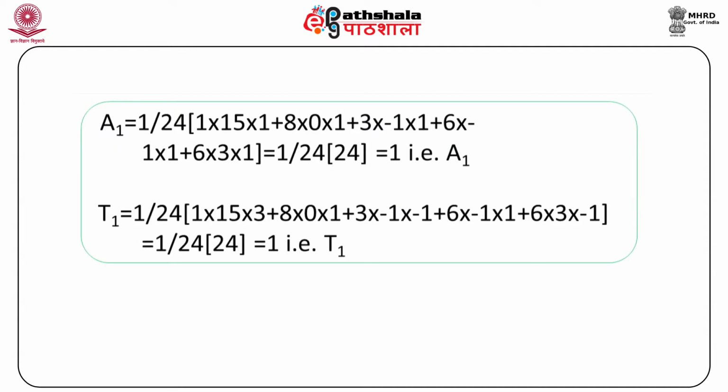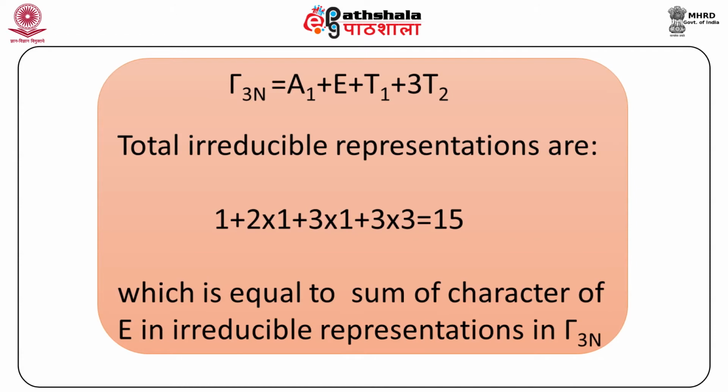And this tau 3n can be reduced by following the standard reduction formula, and the result is tau 3n is A1 plus E plus T1 plus 3 T2. Total irreducible representations are 1 plus 2 into 1 plus 3 into 1 plus 3 into 3, that is 15, which is equal to the character of E in the reducible representation tau 3n.